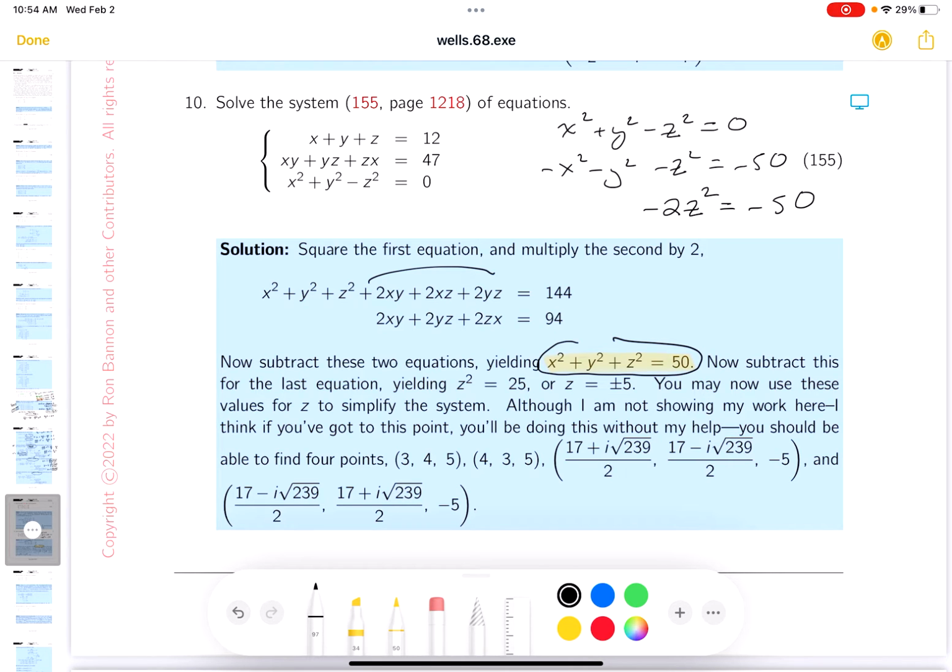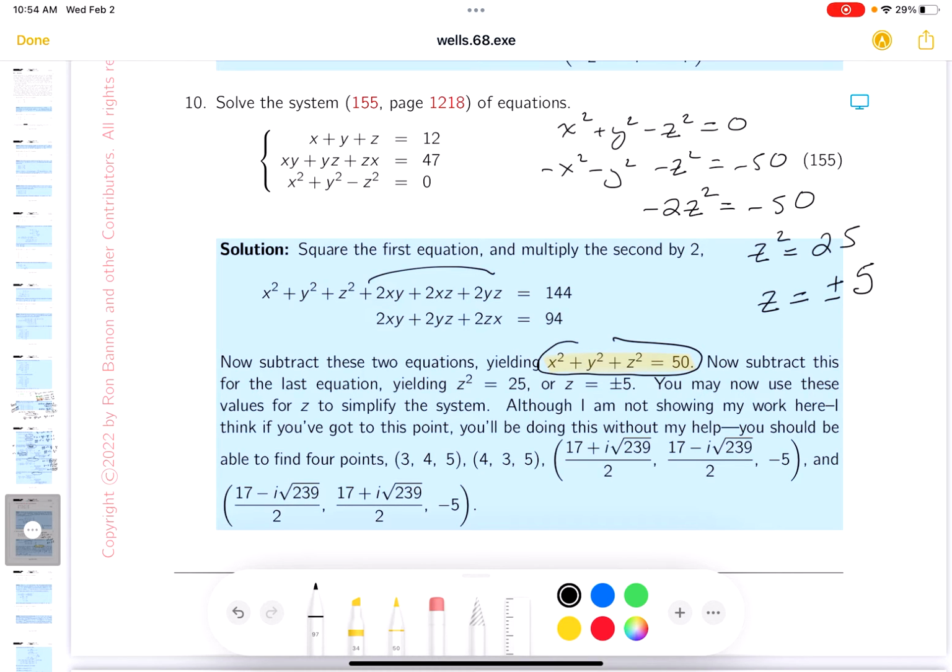And now I know why they did that. What are they seeing now? They're seeing that z squared is equal to 50. I'm sorry, I made a mistake there. My error. z squared is equal to 25. So what's z equal to? Plus or minus 5.